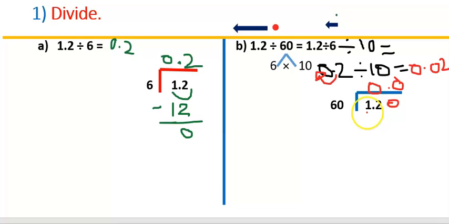So when I add 0, I have 120. How many times does 60 go into 120? It is 2 times. So 2 times 60 is 2 times 0, 0. 2 times 6 is 12. And when I subtract them, the answer is 0. So it is the same answer.